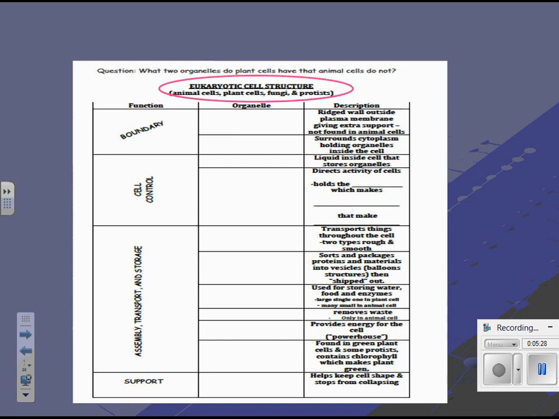The title is Eukaryotic Cell Structure. If you look at the title, everyone, the title underneath it tells you what a eukaryotic cell is. Animal cell, a plant cell, some fungi, and some protists. So you are a eukaryotic cell. You're an animal cell. You're made up of animal cells, and your cells are eukaryotic. Put your finger on function.